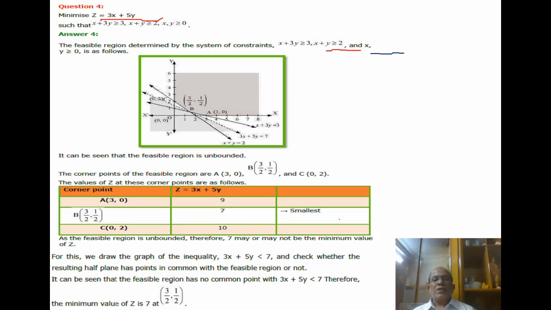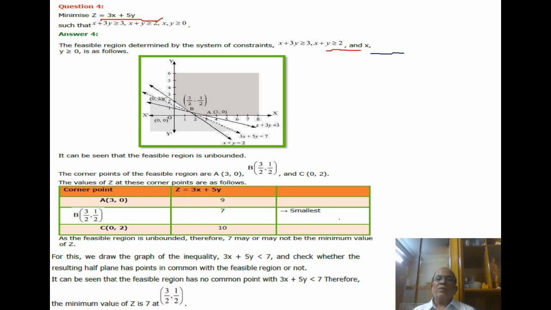Now we'll move on to the next question. This question is a little bit different from the earlier one because if you see the constraints given, x plus 3y is equal or greater than 3 and x plus y is equal or greater than 2. That means in all the earlier questions we had constraints that were equal or less, but here the constraints are equal or greater. So the feasible region area will be different than in the earlier questions.